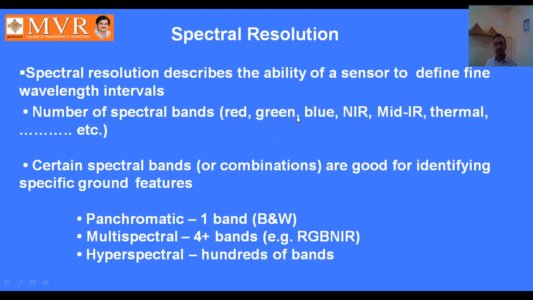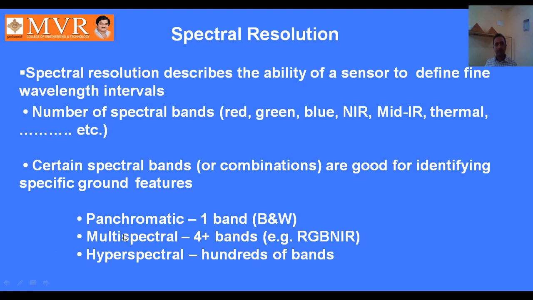So this is a band. Red is a band, green is also a band, blue is also a band, near infrared is also a band. A band is nothing but a wavelength range: blue is 0.4 to 0.5, green is 0.5 to 0.6, red is 0.6 to 0.7. This is the visible region. These are the spectral bands.